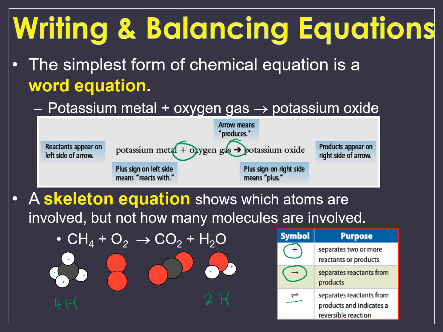If I take a look here, the carbon seems to be conserved, meaning 1 carbon on the left, 1 carbon on the right. And for my oxygen, I have 2 on the left, but 3 on the right. So what can we do? There is a way to fix the solution. So let's check it out.